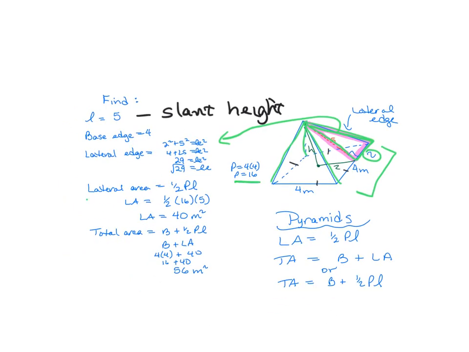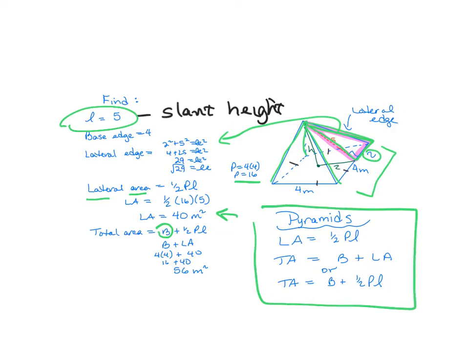Then to find lateral area, I was given the slant height. So all I have to do is take perimeter times slant height and divide it by 2. So that's 40 meters squared. Then for total area, take the area of the base. Again, it's a square, so 4 times 4, and add it to your lateral area. So 56 meters squared. So here are the formulas for pyramids.